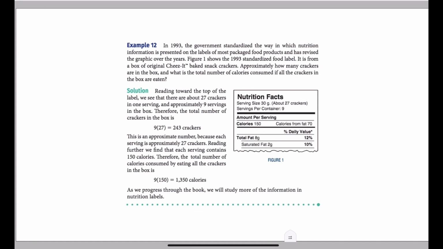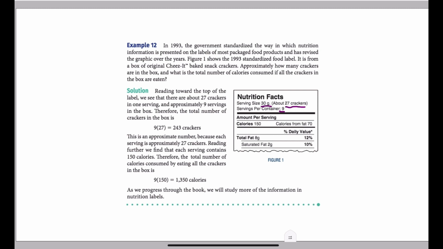Okay, so let's have a look at a practical application. Could be nutrition facts. On the back of most food products, there is a nutrition label, and it will tell you what a serving size is, both by weight and typically by number in the case of something like crackers that we're looking at here. And then it'll tell you how many servings there are per container.